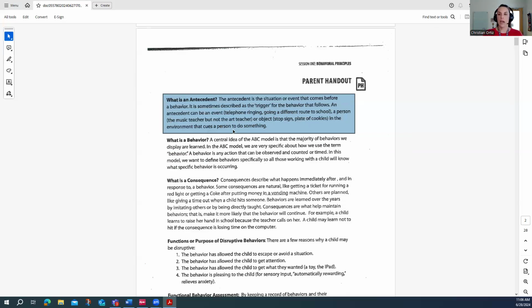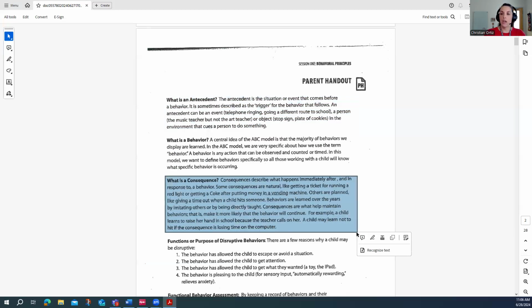There's something that always happens after the behavior. And this is something that we call the consequence. And the consequence, in this type of setting when it comes to behavior analysis, is not good and it's not bad. It just means this is the result of what happens after the behavior. Okay. So consequence describes what happens immediately after and in response to a behavior.